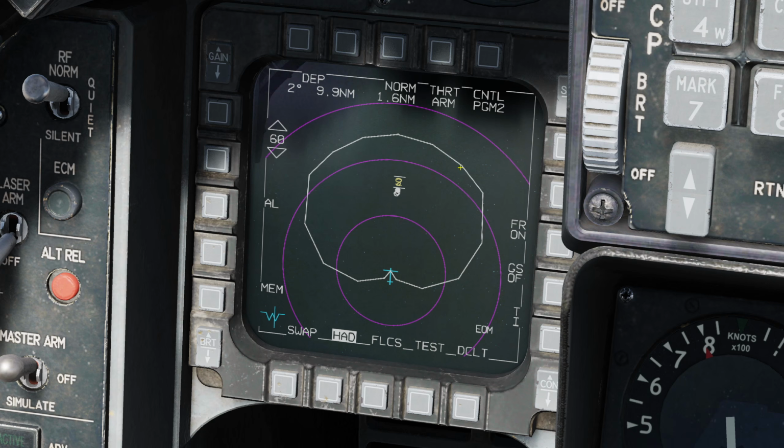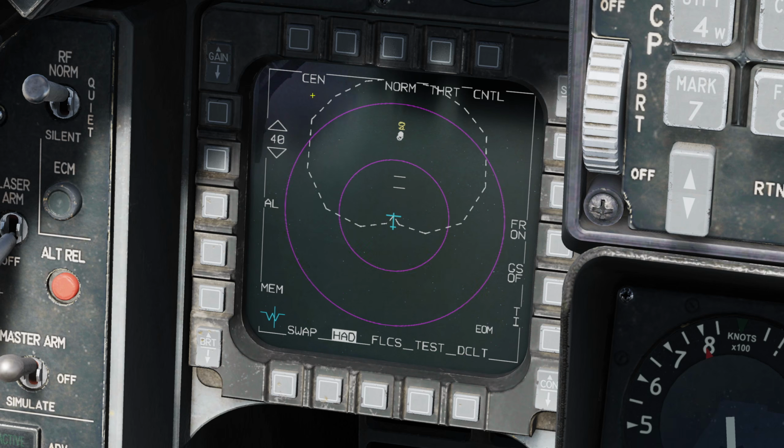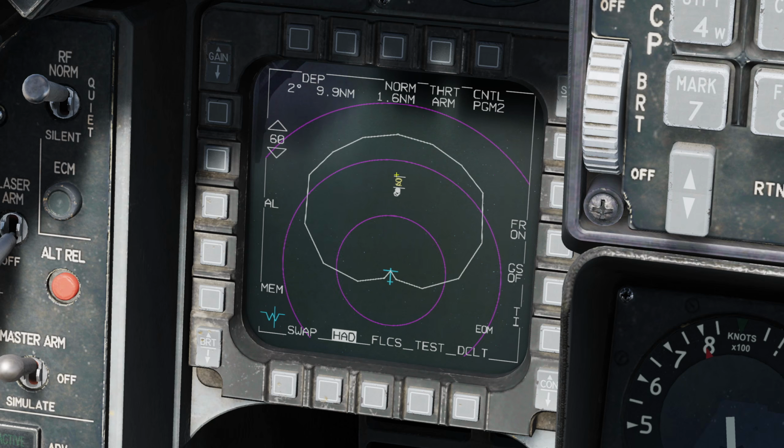Let's pop out of expand and back into the normal view. We also have the option here to change the display mode, so we're currently in depressed. If we click it, we'll go centered, sorry. Depressed is normally going to be the way you want to use it. Norm is just for manually targeting the expand modes.